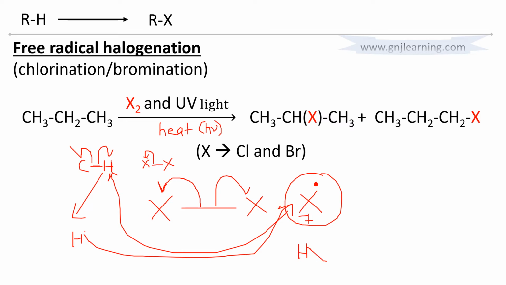So we have another free radical here, that is H, isn't it? So among the X2, one free radical has taken H, the other free radical will move and combine with C. So this is why it is called the free radical mechanism.